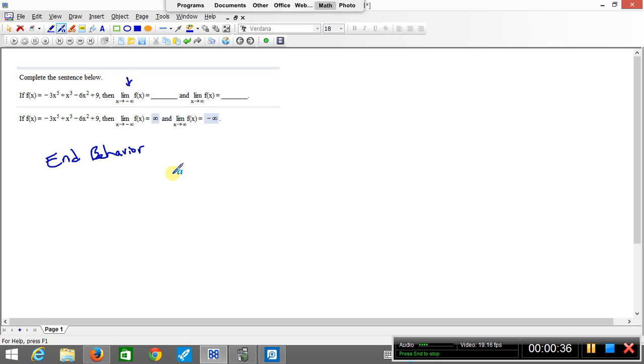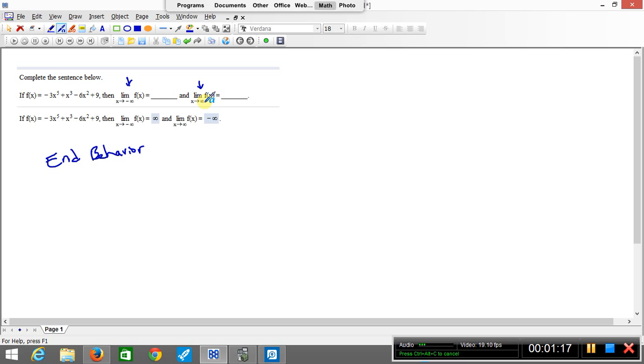And so another way of stating that is here in this problem where it says if f of x equals negative 3x to the fifth plus x to the third minus 6x squared plus 9, then the limit, that's what this LIM means, and then this below the limit, it means as x approaches negative infinity. And that basically would mean, in terms of our graph, what is it doing on the far left? Does it have an arrow going up towards positive infinity, or does it have an arrow going down towards negative infinity?